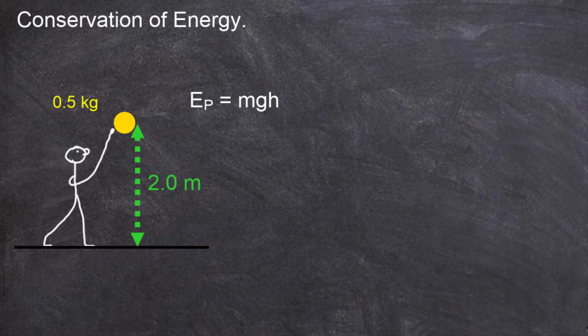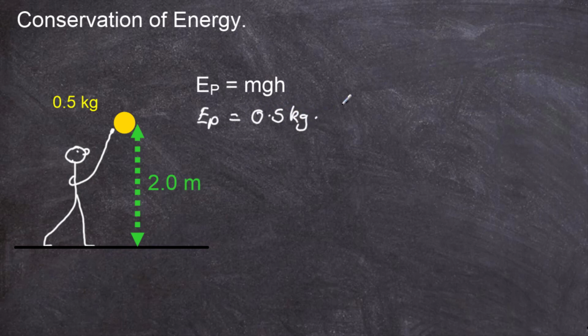Gravitational potential energy, EP, is equal to the mass of the ball times the gravitational field strength of the planet multiplied by the height that you lifted the ball to. EP equals mgh, and we can work it out as follows. EP is equal to the mass of the ball, 0.5 kilograms, multiplied by g, the gravitational field strength, 9.8 newtons per kilogram, multiplied by the height which the ball was raised to, 2 meters. If we do that on a calculator, we get an answer of 9.8.